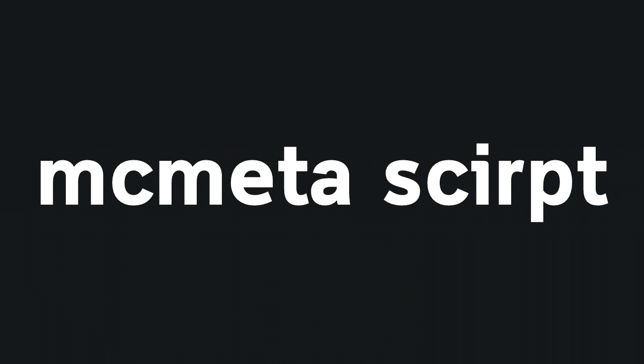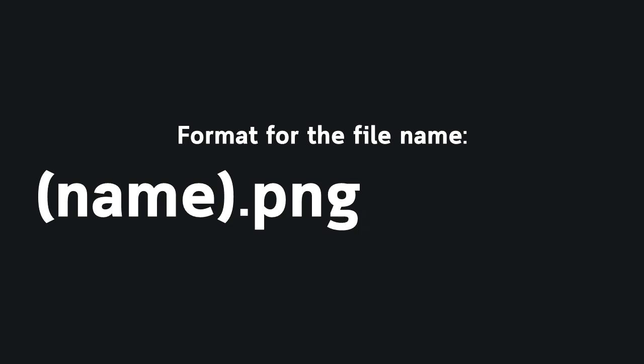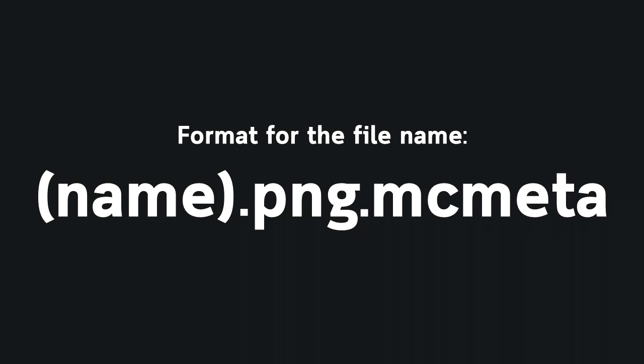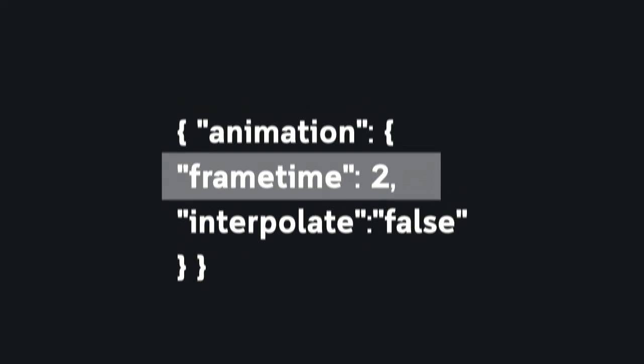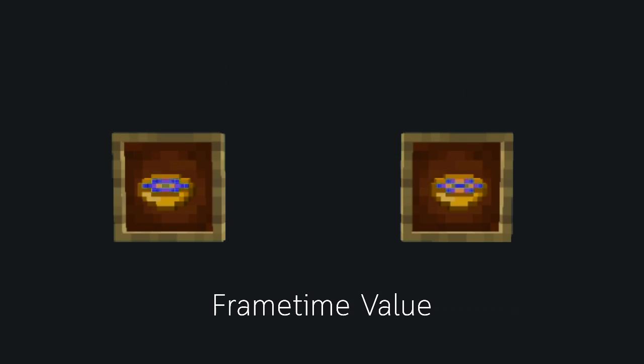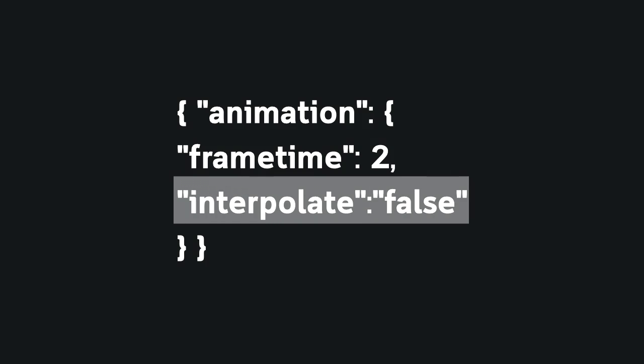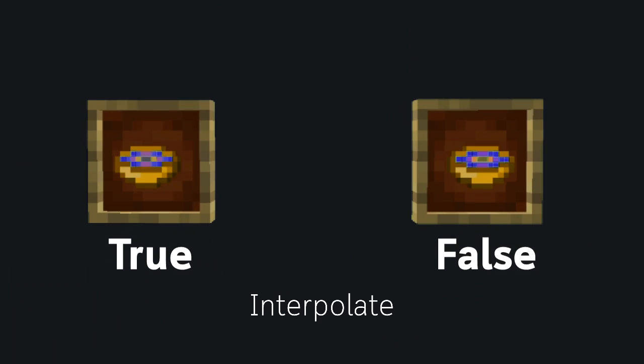The second thing is the mcmeta script. You have to take the name of the file, add .png and then .mcmeta, and that's the animation script. This is the code that makes the animation work. The frame time is basically the amount of time before the texture scrolls down, per tick. So if the frame time is 2, the frame will be updated every 2 ticks, which means the texture will scroll every 0.1 seconds. And interpolate basically gives a fading effect on the textures. This could look good on certain textures if you want it.